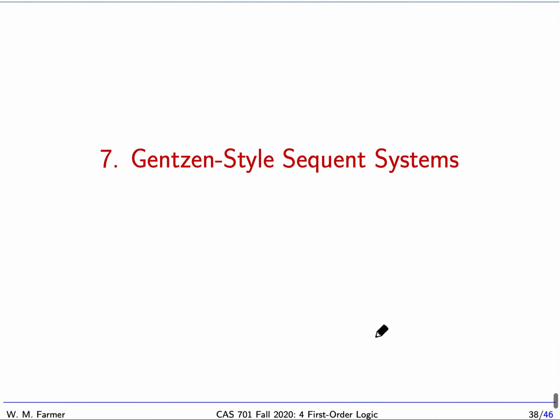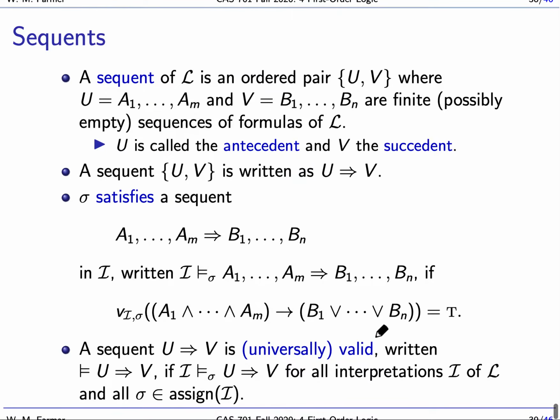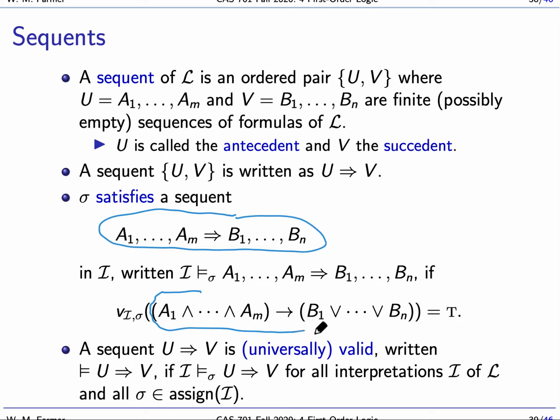Let's go on now to Gentzen-style sequent systems. In first-order logic, we have sequents, which are very similar, essentially the same as sequents in propositional logic. Instead of being propositional formulas, they're first-order formulas. But the important thing is, if I have a sequent of this form, semantically, we think of it as a first-order formula of this form.